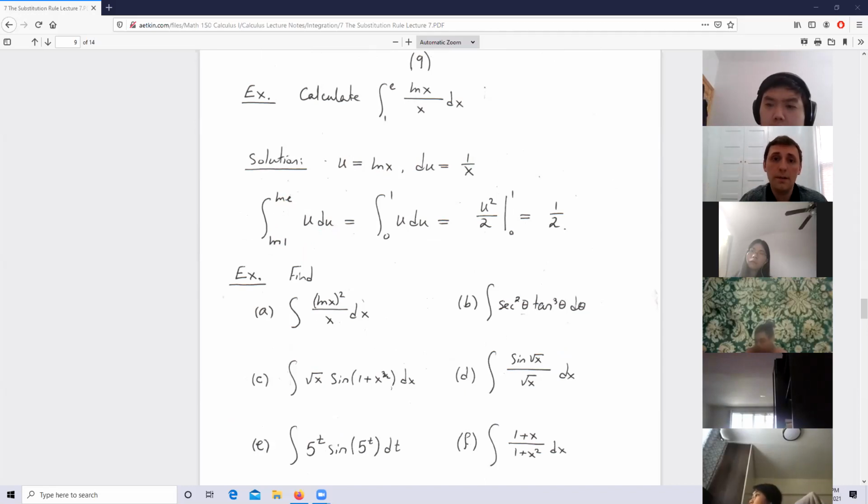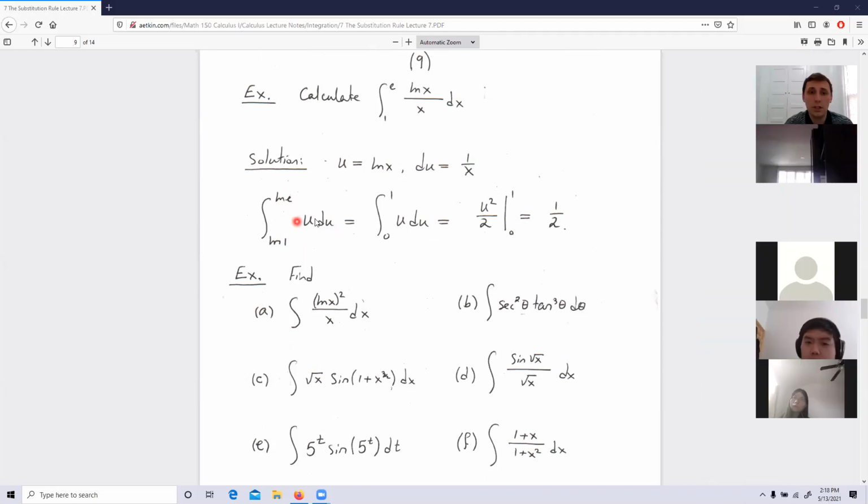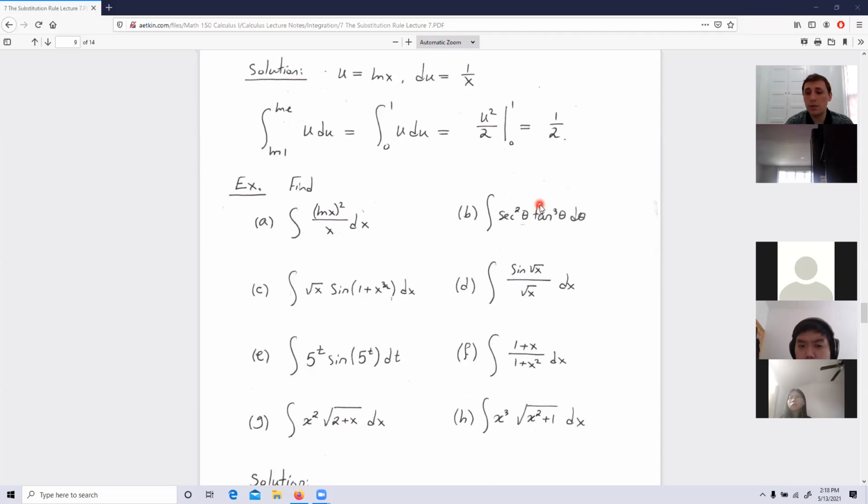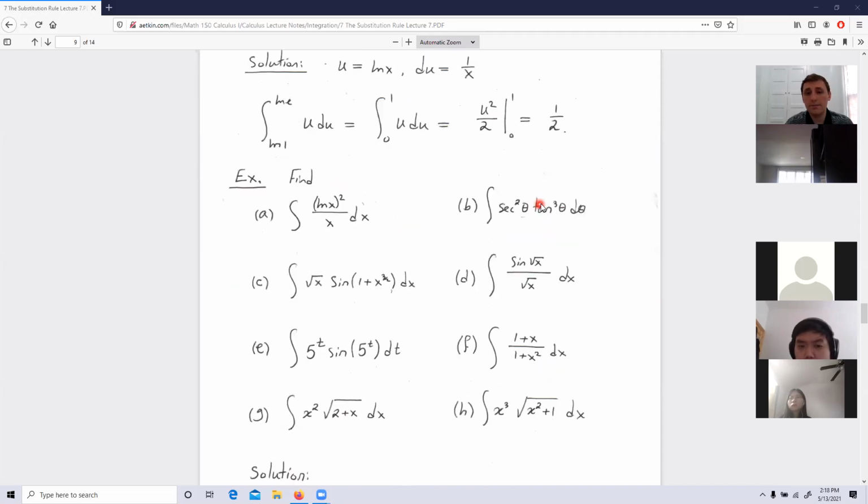You understand? If I do a U-substitution here, look what happens. U is ln x. Du is 1 over x dx. So then I realize I have to integrate u du. But from what bounds? It used to be x from 1 to e. Now it's ln of 1 and ln of e. So that's 0 and 1. So it's the integral of u from 0 to 1. And that's the answer. Now let's practice together, guys, very rapidly.